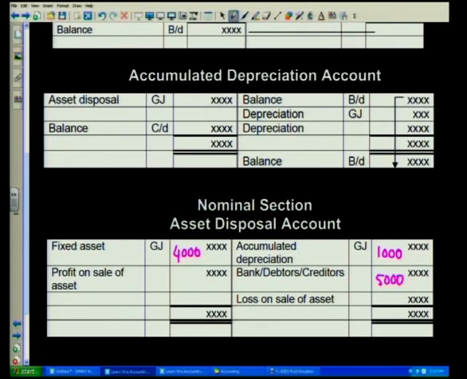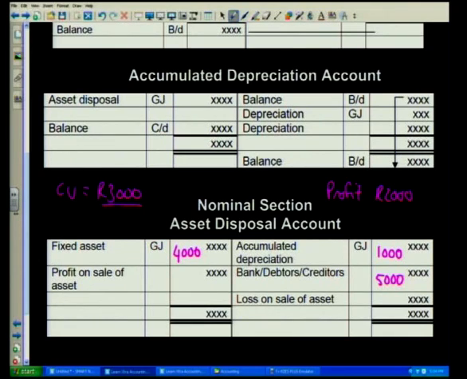You should be able to see that the carrying value of the asset is still 3,000 Rand because its original cost price was 4,000 and its accumulated depreciation was 1,000. If we subtract the accumulated depreciation from the cost price, we say 4,000 minus 1,000, and that gives us a carrying value of 3,000 Rand. In this example, though, we have received 5,000 Rand for the asset. In other words, we have made a profit of 2,000 Rand because 5,000 minus the carrying value of 3,000 is 2,000 Rand.